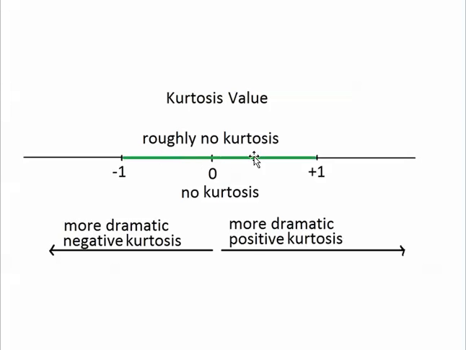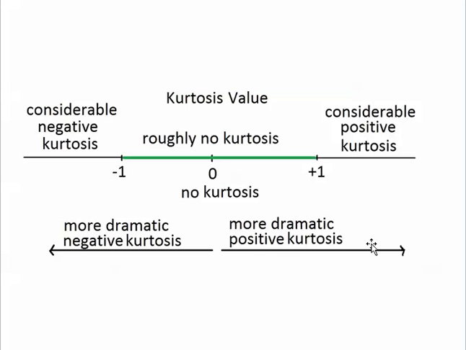So anytime the value comes out in here, it means that you don't really have a dramatic negative or positive kurtosis. It's basically roughly no kurtosis. And just like with the skewness value, this is considerably negative, and this is considerably positive. So the kurtosis value has the same guidelines that the skewness value has.